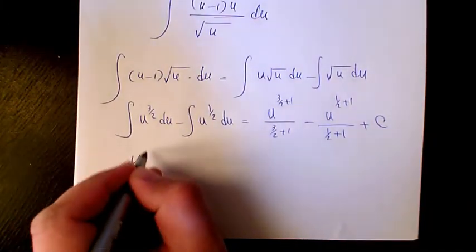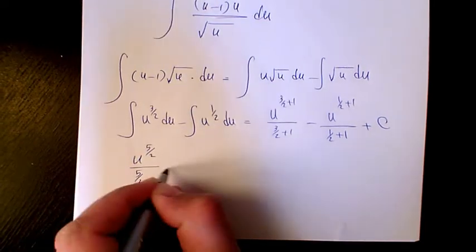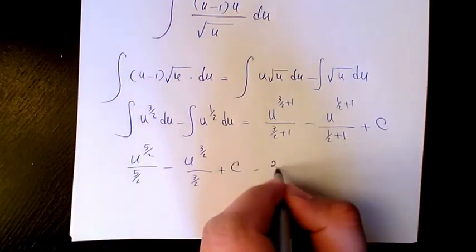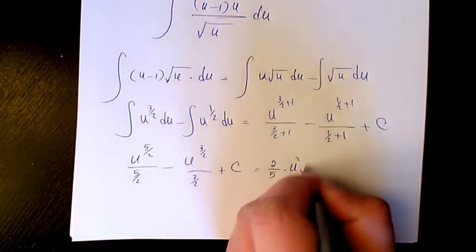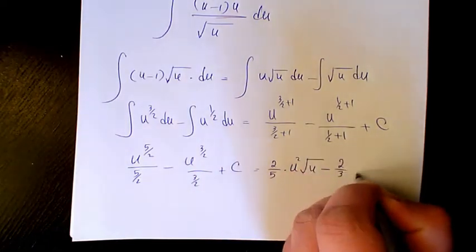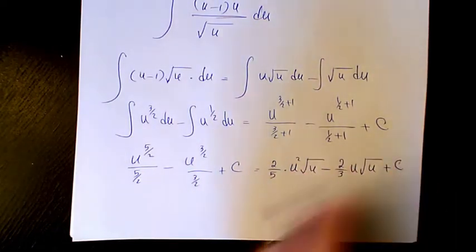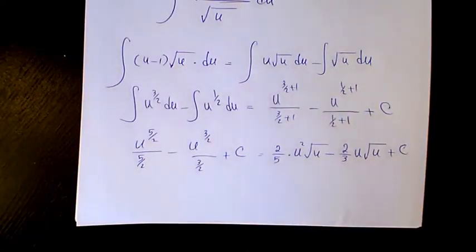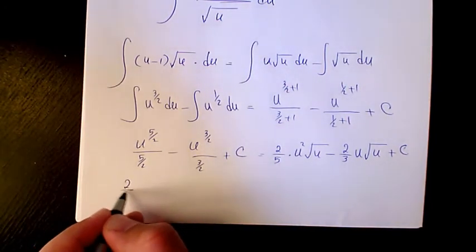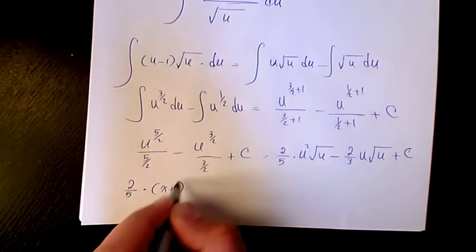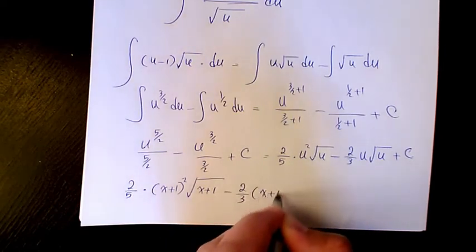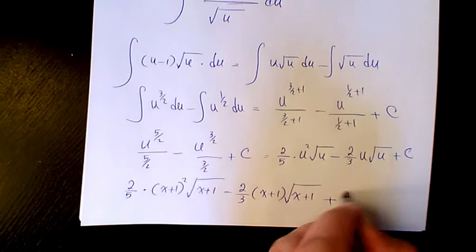So that's going to be u to the power of 5 over 2 over 5 over 2, minus u to the power of 3 over 2 over 3 over 2, plus c. So it's going to be 2 over 5 u square root u minus 2 over 3 u root u plus c. So that's going to be 2 over 5 (x plus 1) square root of x plus 1 minus 2 over 3 (x plus 1) square root of x plus 1 plus c.